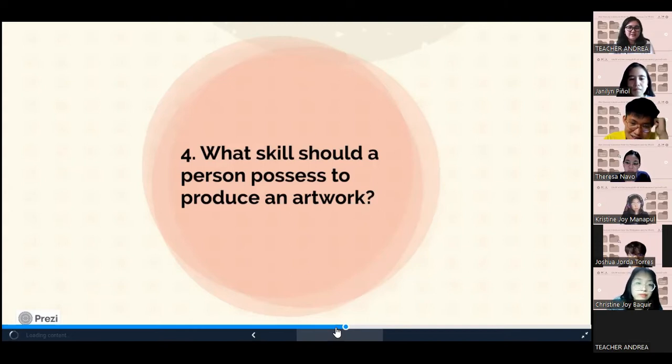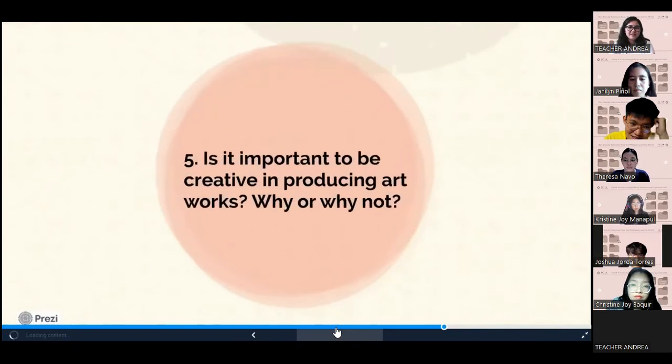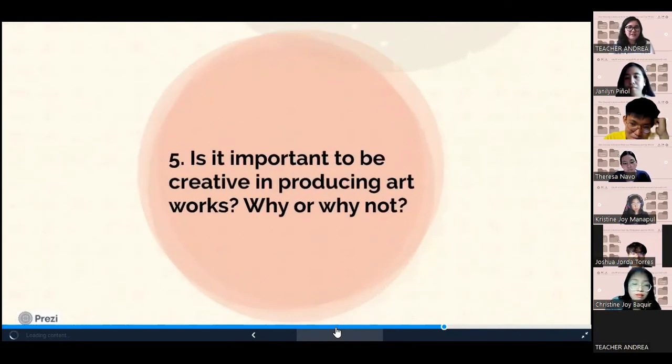And for the next question we have, I think it is just a continuation question for number 4. Is it important to be creative in producing artworks? Why or why not? Teresa, can you answer this one since you answered creativity for number 4? Yes po. I think that it is important po to be creative in producing artworks because I believe that through creativity, art is produced. Kapag po tayo ay creative, we can create a lot of arts and through our ideas and our thoughts, nagiging maganda po yung napoproduce natin ng isang artwork. Naniniwala din po kasi ako na creativity is what makes an art alive.